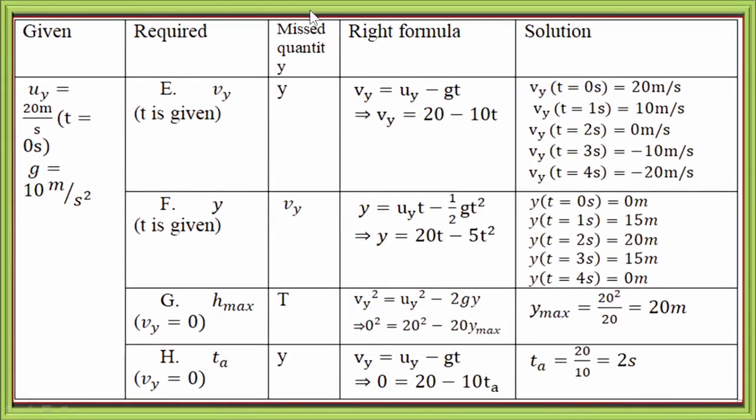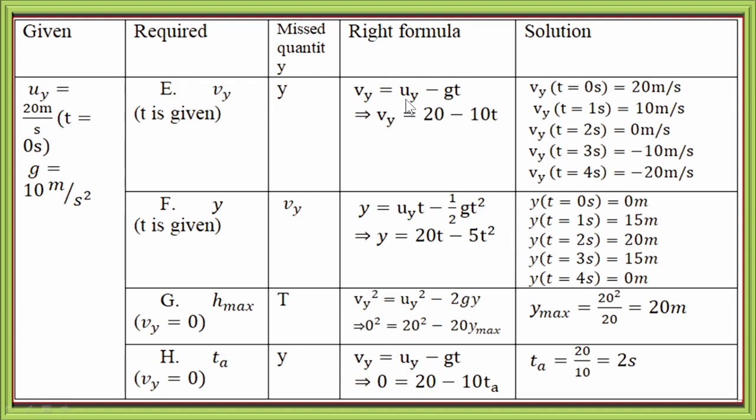Here is the solution. The given quantities for all required problems are: ui is 20 meters per second, the ball is thrown vertically upward with 20 meters per second at t0, and the acceleration due to gravity is 10 meters per second squared. The required quantity for the first case is vy, the final velocity. t is given, ui is given, g is given, so vy and t are used, and what's left is y.